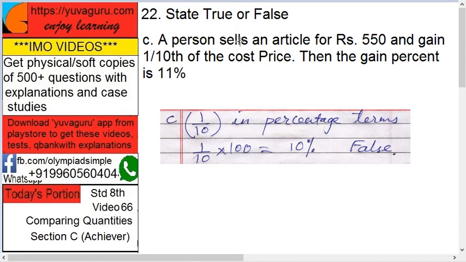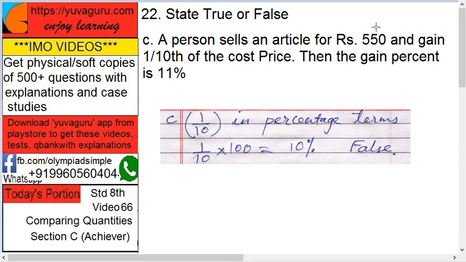Next, a person sells an article for rupees 550 and gains one-tenth of the cost price. Then the gain percentage is 11%. True or false? So here always remember one basic thing. Gain percentage or profit percentage will always be on a cost price.